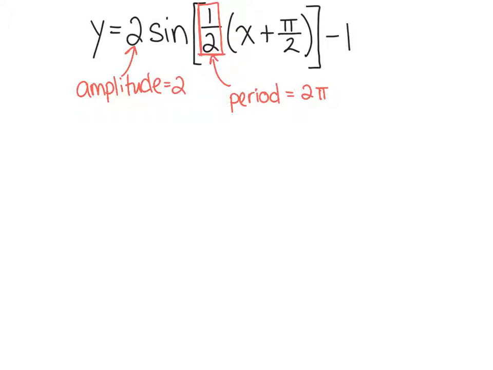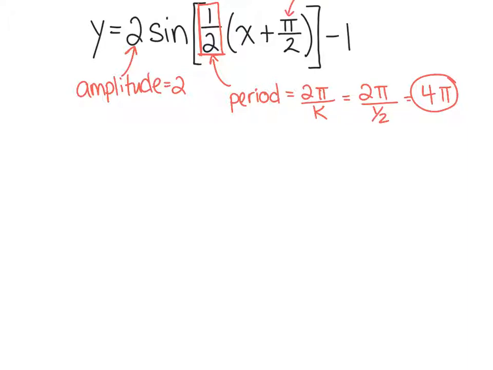So if you just follow this logic, period is 2 pi divided by k, you can get your period pretty quick. So 2 pi divided by a half is the same thing as actually multiplying by 2. So 2 pi divided by a half is actually 4 pi. So our period is actually 4 pi.